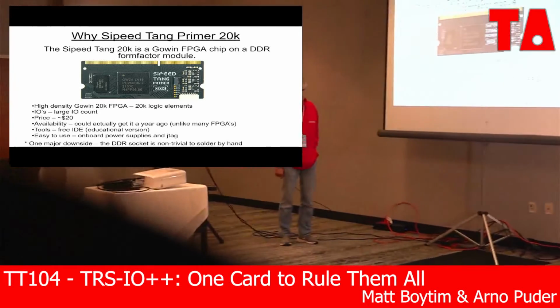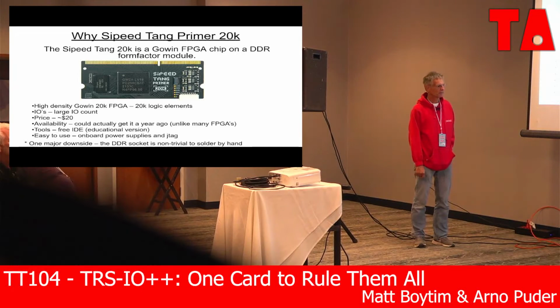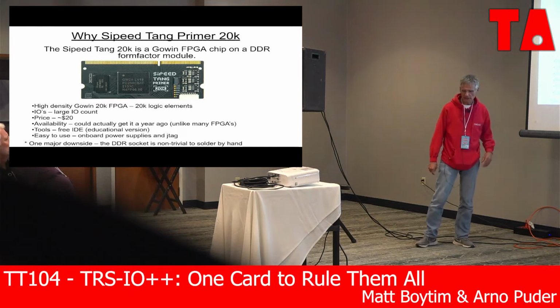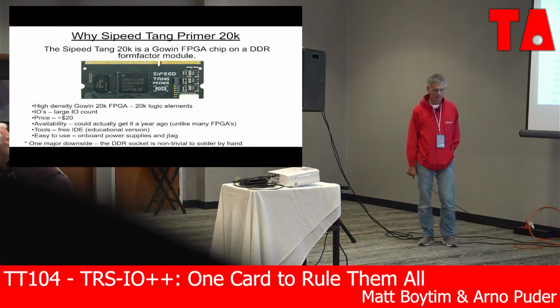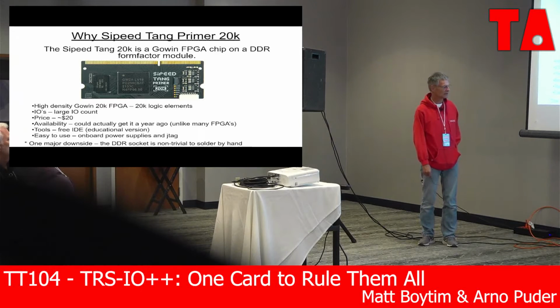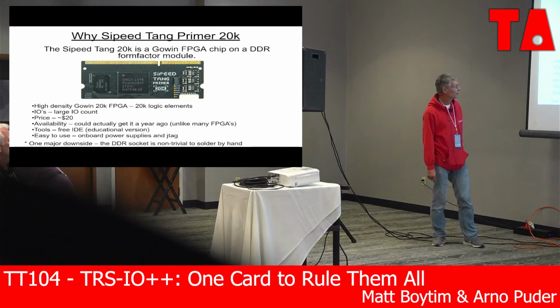So regarding the FPGA selection, good questions. Why the Tang Primer 20K? One of the big reasons really was just availability. A year ago, it was almost impossible to get FPGAs. Xilinx, Altera, they're just unobtainium. But these were still available, very cheap, about $20 for that part in module form.